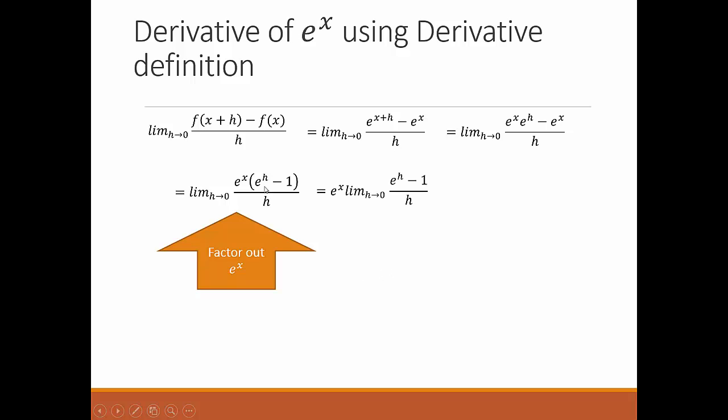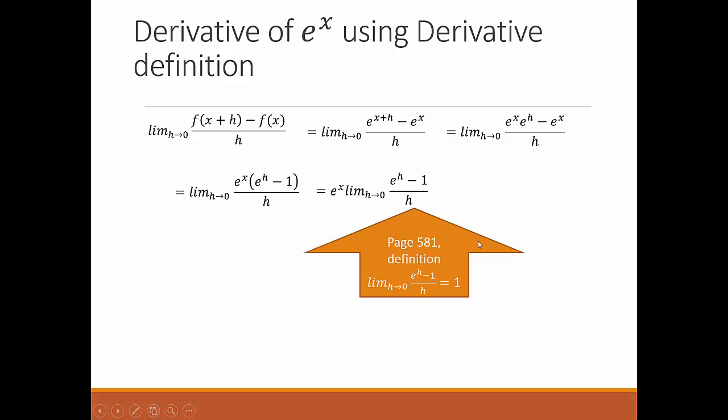And then I could bring the e to the x out front because that's a constant. It has nothing to do with h, so who cares what h is? So only this piece right here is our problem. Your book gives this definition that this piece equals 1. But if you want to know why, you could put in very small values of h, like 0.0001, and you would see that this piece, as the limit as h approaches 0, is going to 1.